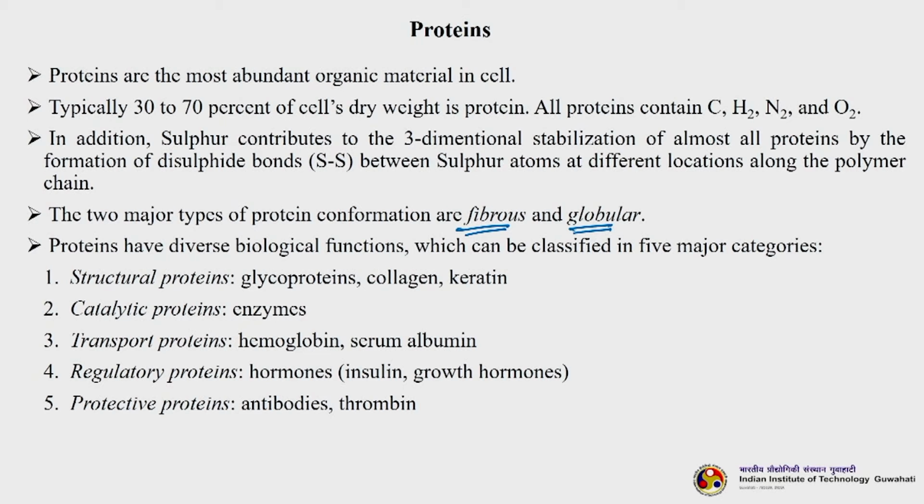Transport proteins, hemoglobin, serum albumins. We have regulatory proteins like hormones. Then we have protective proteins such as antibodies and thrombin.